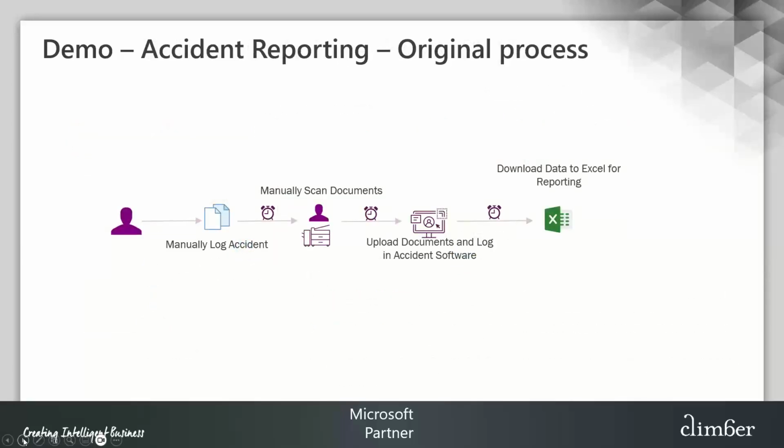So the last demo I've got is an accident reporting process. In the original process, they manually log the accident. So they walk downstairs with a clipboard and start filling out the details with a pen and a piece of paper, circling where the accident occurred. To get that data digital, the documents are manually scanned with a photocopier and then uploaded to the accident software. And then to do any reporting on that data, we have to download it from the accident software into Excel.